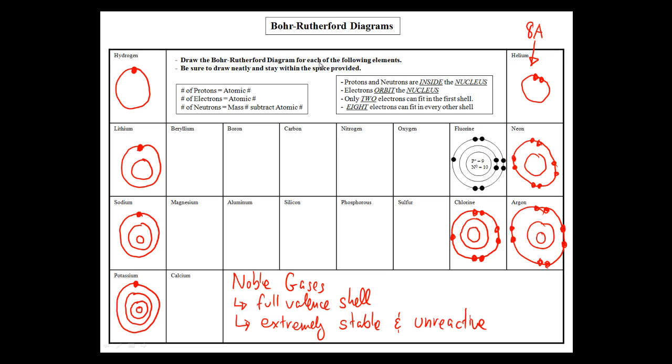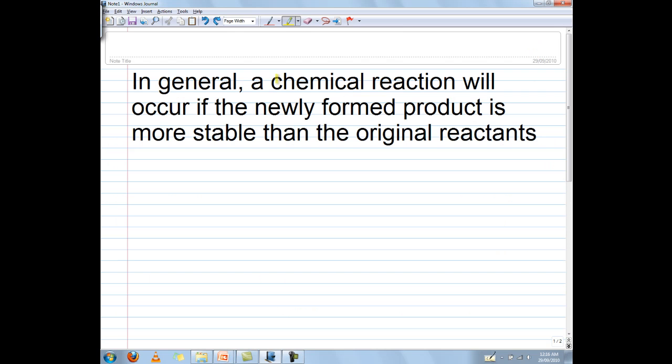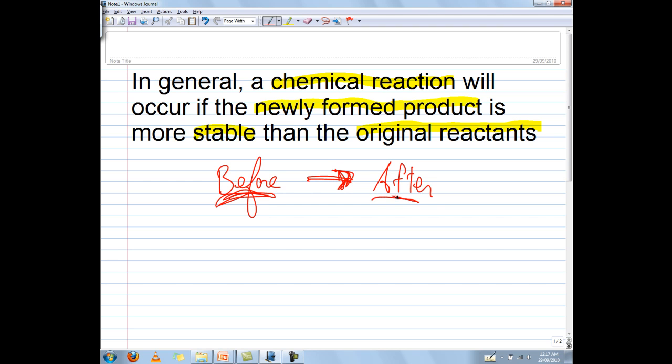So, now that we have some background information about the periodic table and its elements, let's talk about chemical reactions. In general, a chemical reaction will occur only if the newly formed product is more stable than the original reactant. So what I mean is, the substance that it was before will only go through a reaction if the new substance is more stable.